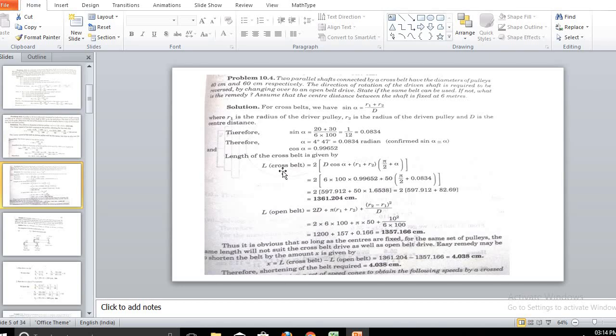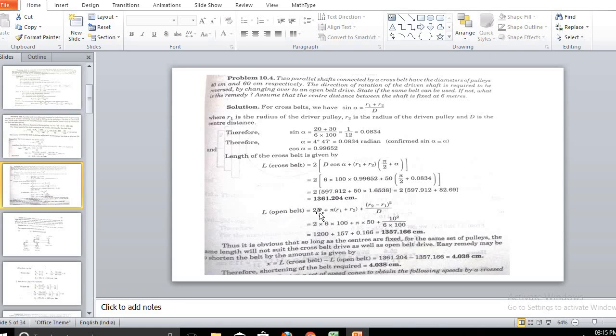So the length of the cross belt is given by the formula 2D cos alpha plus (R1 plus R2) into (pi by 2 plus alpha). We put in all these values: 2D is 6 into 100, cos alpha value, R1 plus R2 is 30 plus 20, which is 50, and pi by 2 plus alpha, where alpha is 0.0834. So this is how we calculate L for the cross belt.